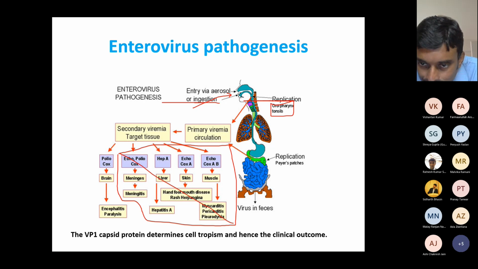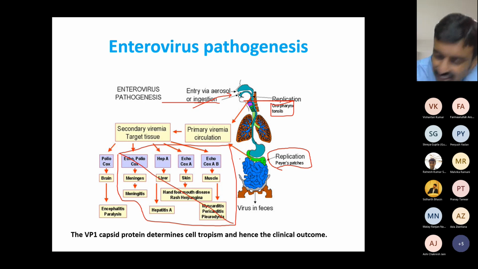Then it goes through the esophagus, goes to the stomach, and the green part is your small intestine, where there's something called Peyer's patches. Peyer's patches are nothing but a collection of immune cells. Throughout our body, including our brain and skin, we have collections of immune cells that help us fight infections locally in different parts of the body, and Peyer's patches are part of it, a collection of immune cells somewhere in the small intestine.